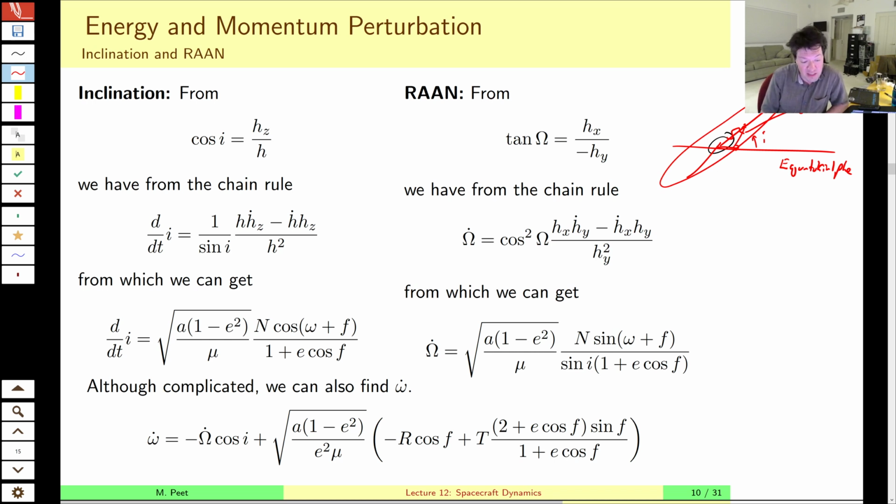And as such, remember, we're going to have to remember those three rotation matrices from perifocal to Earth-centered inertial coordinate systems.